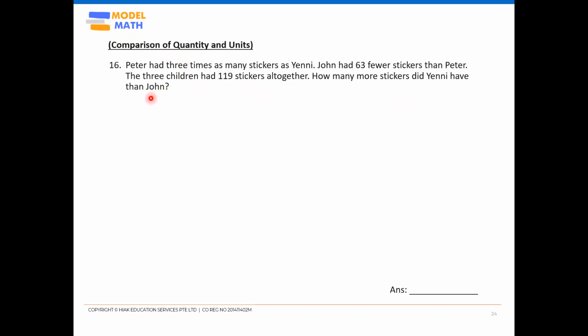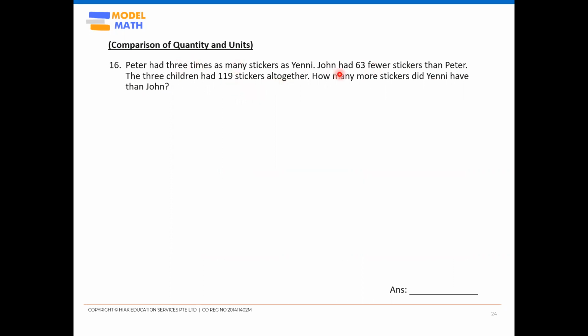Okay, so by looking at this question, the first thing we ask ourselves is, do we have the value of any one of them? Meaning to say, do I know how many stickers Peter has? Do I know how many stickers Yenni has? And do I know how many stickers John has? If you observe from this question, none of the values are given to us for any one of them. They only gave us comparison statements such as 3 times and fewer, and they just plainly give us the total.